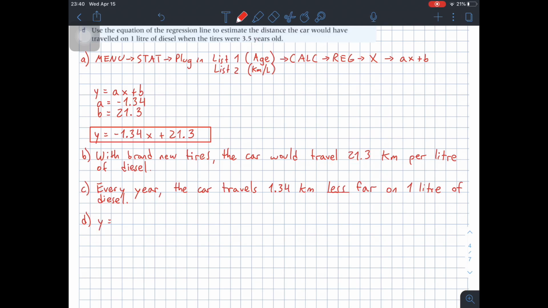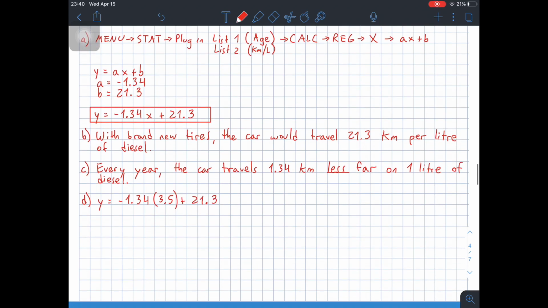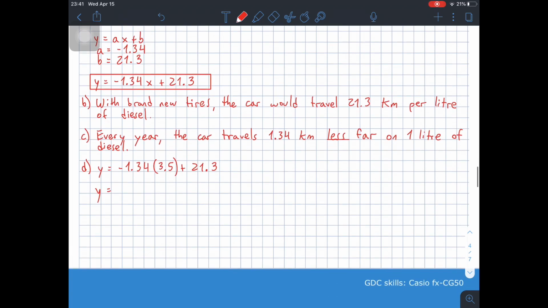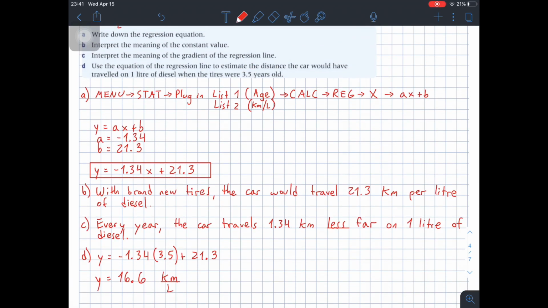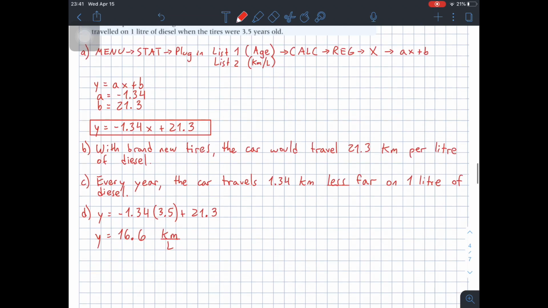So y equals negative 1.34 times 3.5 plus 21.3. So finally, we get the value of y, which is, let me see, negative 1.34 times 3.5 plus 21.3. This gives us 16.6. 16.6, we're talking about kilometers per liter, right? So that means that the car, when the tires are 3.5 years old, we would expect to travel 16.6 kilometers per liter. Okay?